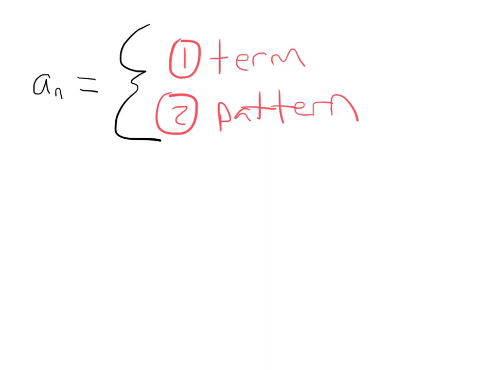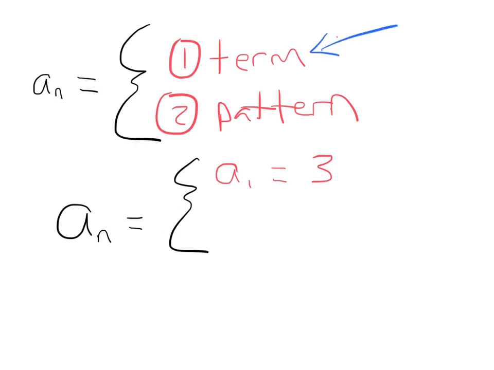Now let's actually think of a sequence. So I'm going to say that in sequence A, the way I find the nth term is like this. If n is equal to 1, then the nth term is 3. Now what does that mean right there? That's the information that's telling me about a term. It's telling me that the first term is equal to 3. So this part of my recursive definition tells me what the first term is. Specifically, the first term is 3.